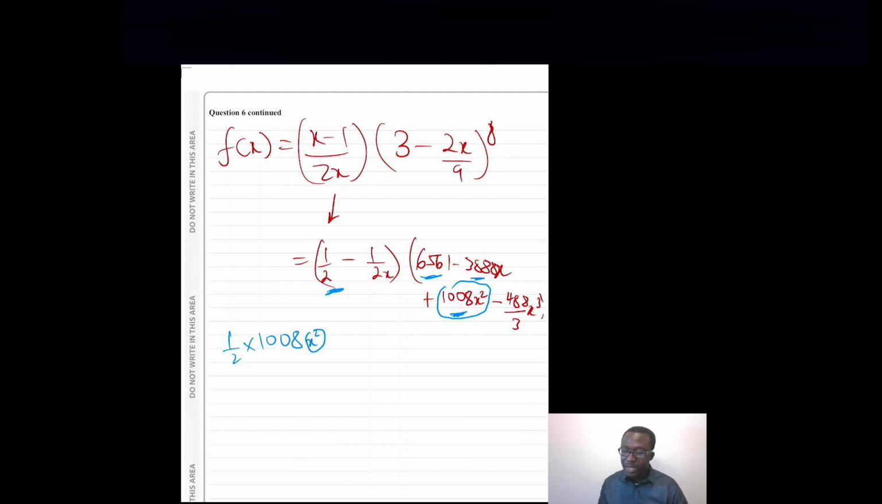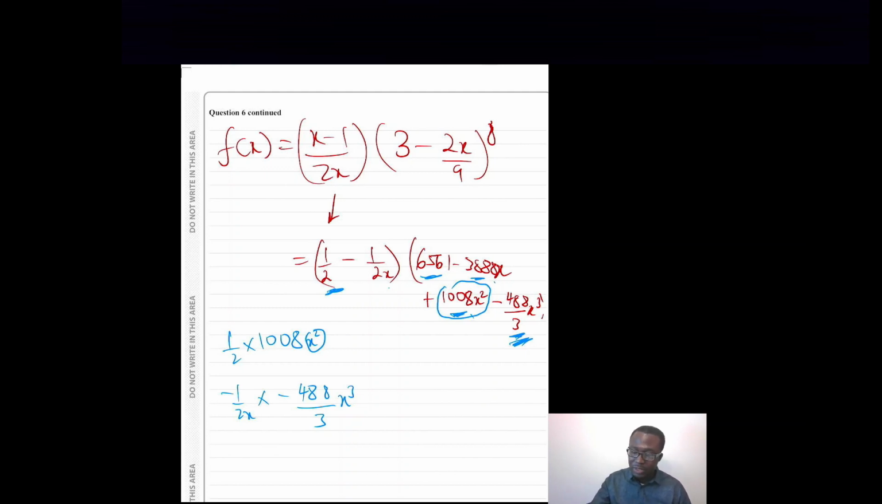And then we also know a half times this last bit here will give us x cubed, which we are not interested in. Similarly, we're going to be multiplying minus 1 over 2x by 6561. When we multiply by that, we won't have x squared. We only get the x squared when we multiply by the last bit. So it means we need the minus a half with the 2x at the bottom, multiplying minus 448 over 3x cubed. This is where we will get our x squares. Okay, then we add them.